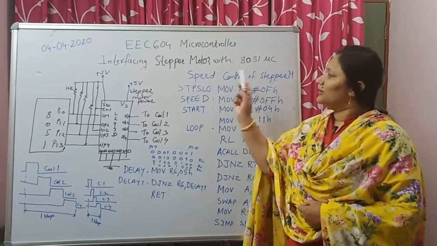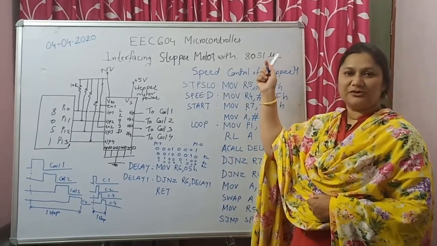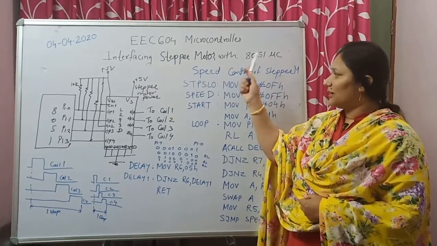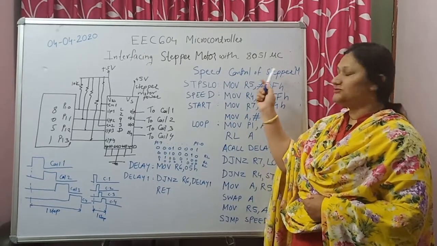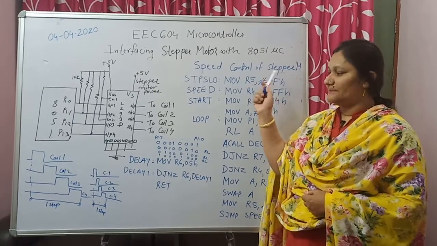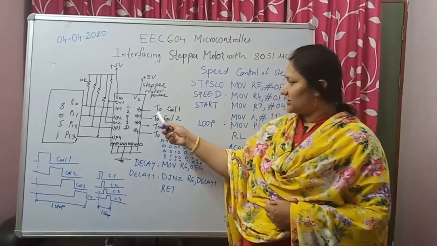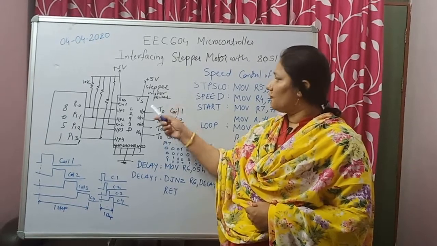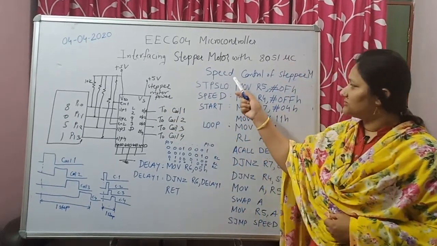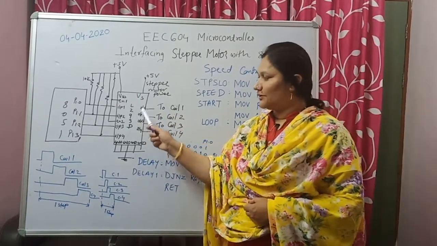So students, welcome to the session on interfacing stepper motor with 8051 microcontroller. Last time we covered direction control of stepper motor and saw the principle of operation of stepper motor. We all know that stepper motor has four coils. Today we will see speed control of stepper motor. We are not going to change our hardware.